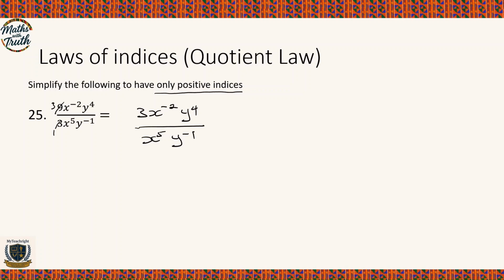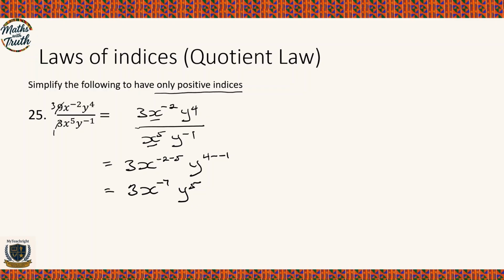Then we write this one as 3x exponent. Now this and this, you can apply the quotient law of indices. So you have negative 2 minus 5, and y, you apply the quotient law of indices, that is 4 minus minus 1. Always be careful with that, okay? And this is equal to 3x exponent negative 2 minus 5, that is negative 7, and y exponent 4 minus minus 1, that is 4 plus 1, and that is 5.